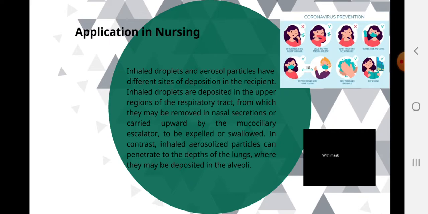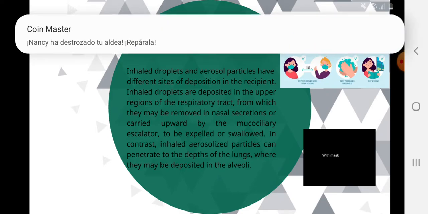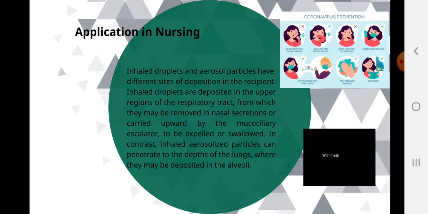Application in nursing. Inhaled droplets and aerosol particles have different sites of deposition in the recipient. Inhaled droplets are deposited in the upper region of the respiratory tract, where they may be removed in the nasal secretion or carried outward by the mucociliary escalator to be expelled or swallowed. In contrast, inhaled aerosol particles can penetrate to the depth of the lung, where they may be deposited in the alveoli.